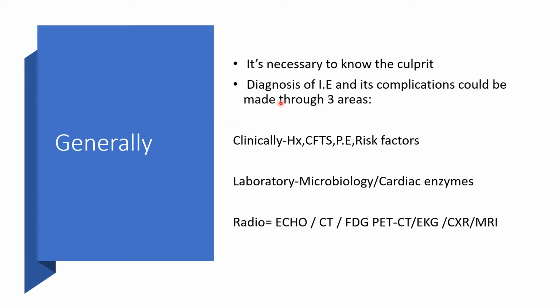Generally, if anyone is concerned about infective endocarditis, we want to know the culprit, that is the causative organism involved. The diagnosis of infective endocarditis and its complications may take us through 3 different areas. Clinically, we'll take history, the signs and symptoms, and do a physical examination for peripheral stigmata through the hands, remember genital lesions such as nose and so on, and of course we'll review the risk factors.